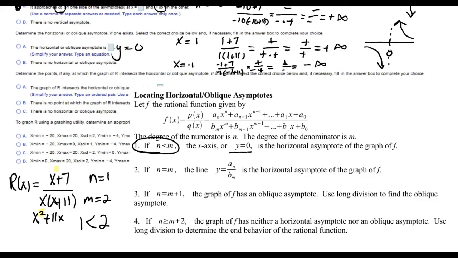The next part, we want to determine any points where the graph intersects that horizontal asymptote. We just came up with a horizontal asymptote of y equals 0.